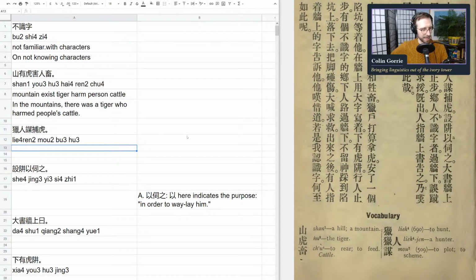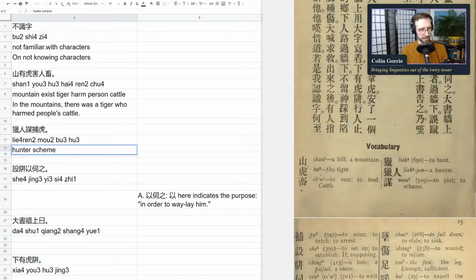Okay, what's next? 猎人谋捕虎. So what do we get? What do we have for that? So 猎 is hunt, 猎人 a hunter. So let's call it hunter, and then we have 谋, to plot or to scheme. So the hunter scheme, and then what's next?